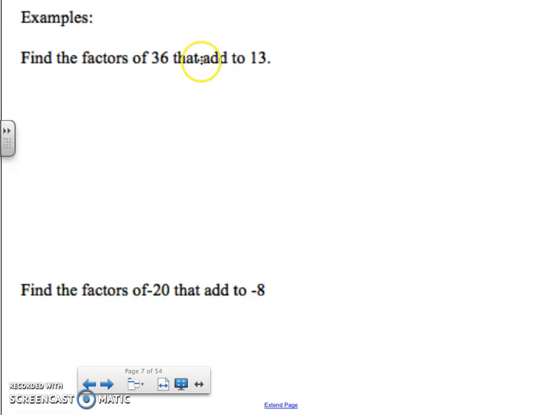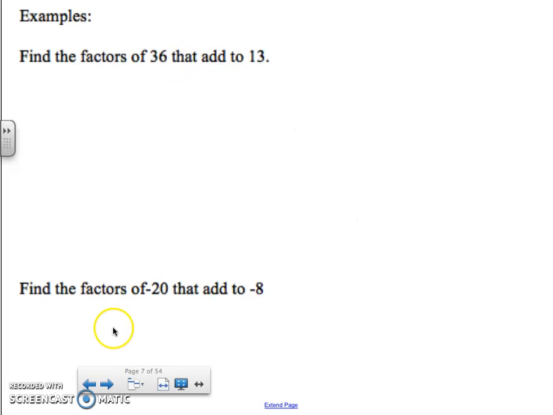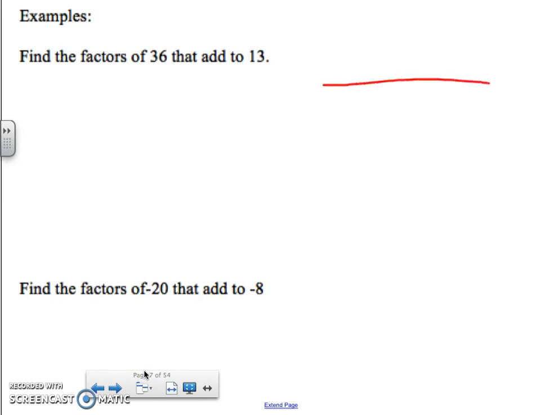So here they're not going to give you the T-chart, they're going to make you write it on your own. So you're going to find the factors of 36 that add to 13. So you're going to go ahead and draw your T-chart. Factor is going to go on that side, and addition is going to go on that side. Okay, so we can kind of predict our signs. Since the left side's a positive and that's a positive, I know my answers are going to be positive, positive.